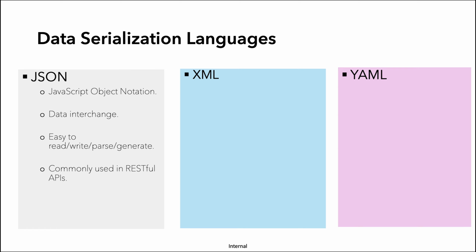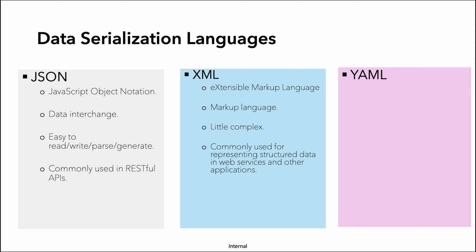Then we have XML, which is Extensible Markup Language. XML is a markup language that defines a set of rules for encoding documents in a format that is both human readable and machine readable. Compared to JSON, it attempts to be human readable but is a little more challenging to read for the average person. It is commonly used for representing structured data in web services and other applications. Compared to JSON, XML is also used in some RESTful APIs, especially in cases where legacy systems or specific requirements necessitate its use.